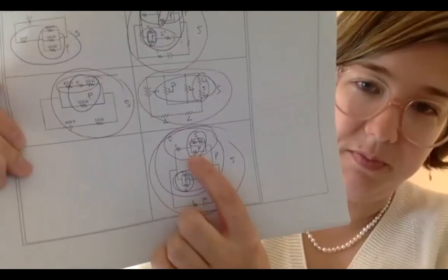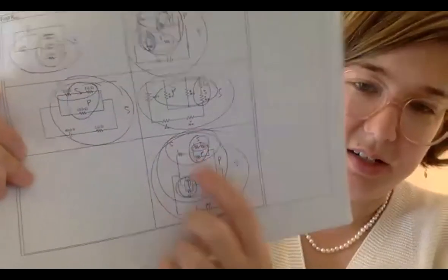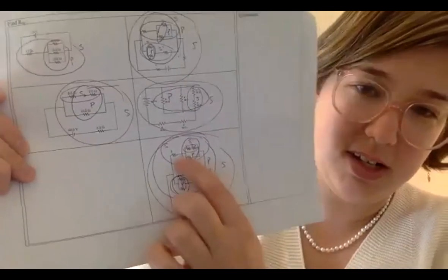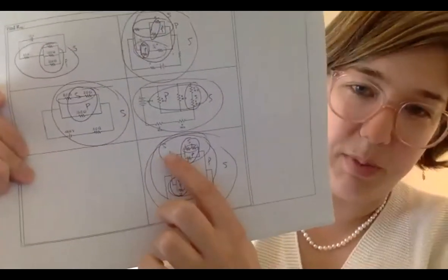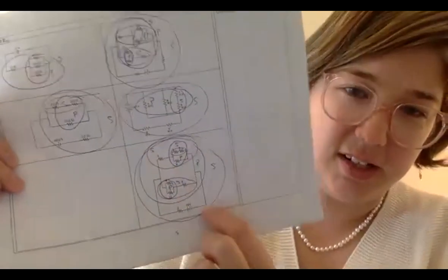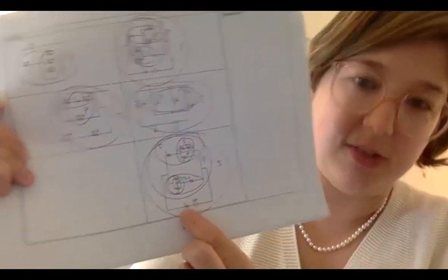a bigger parallel, branches out into a bigger series. We have our little parallel here, branches out into a bigger series. This whole section is parallel to this whole section. And then this big section is in series with this one single resistor.